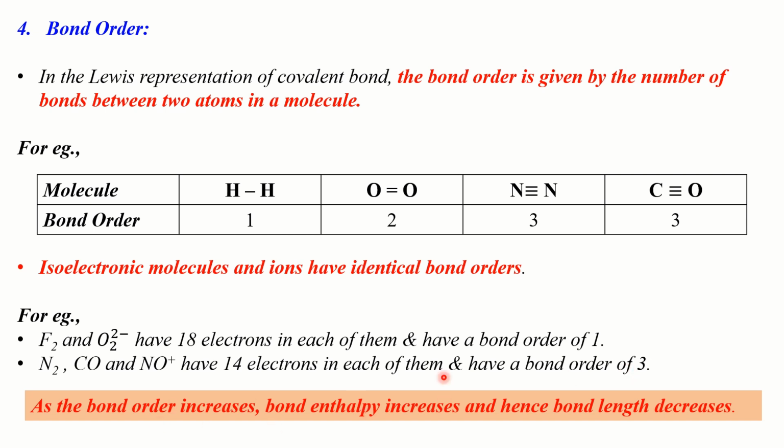And this is something which I have explained previously in this video. As the bond order increases, bond enthalpy increases, and hence bond length decreases. We know as the number of bonds between atoms increase, the amount of energy required to break those bonds increase, and as a result, the bond length of the bond decreases. Clear? So with this, I wind up my video on the first 4 bond parameters.